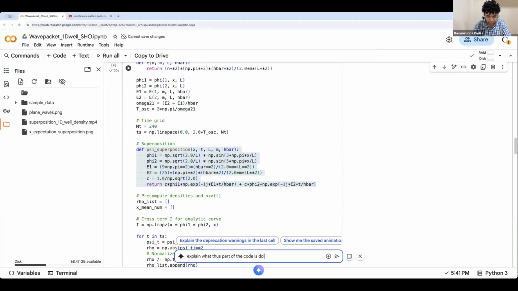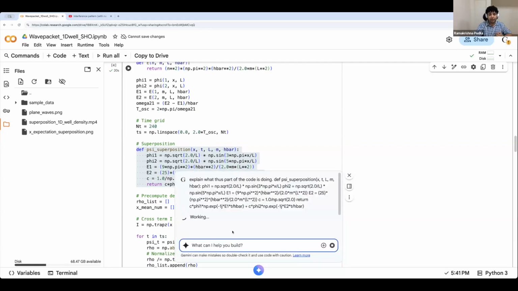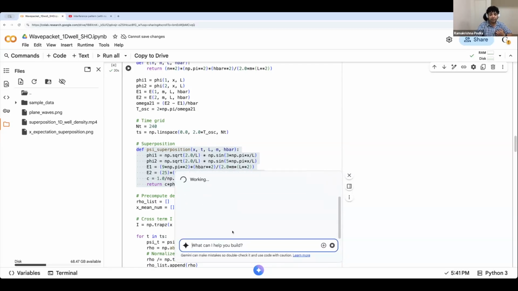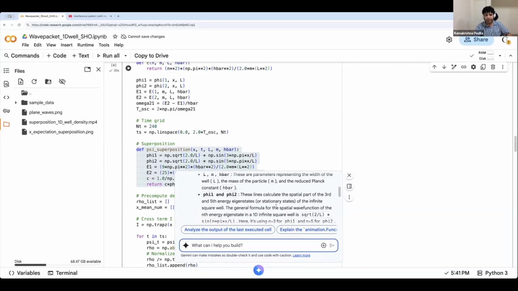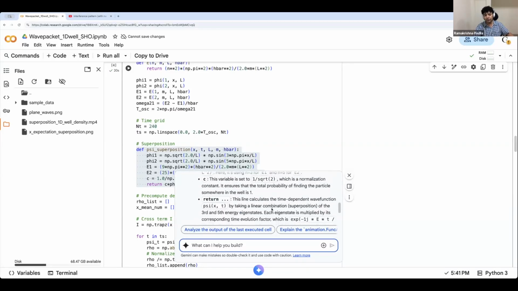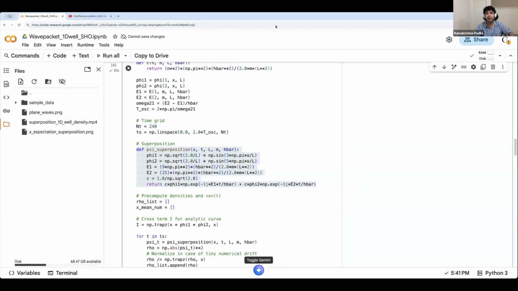With AI, I don't know if it spits out some answer that looks funny, but let's see. It should tell you that it is making a superposition. If you do not know how to code, you could use Gemini AI to code or to explain the code. It is calculating the superposition state in a 1D infinite square well at a given position x and time t. Here is a breakdown, so it is explaining everything to you. If you don't understand, please make use of that if you do not know how to code. But if you know how to code, you should be able to follow.